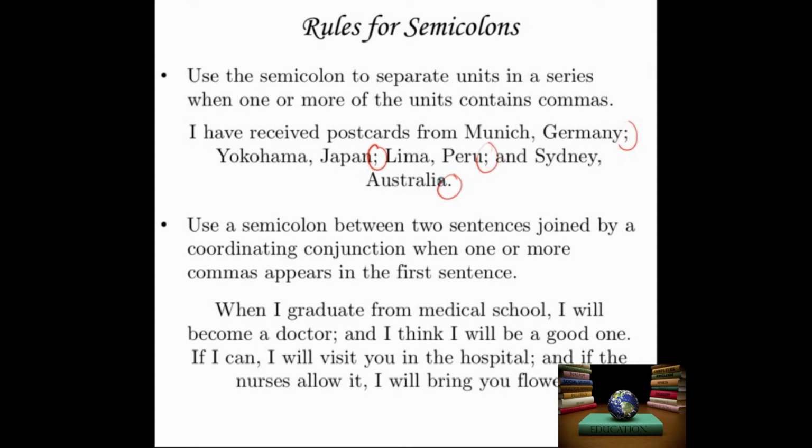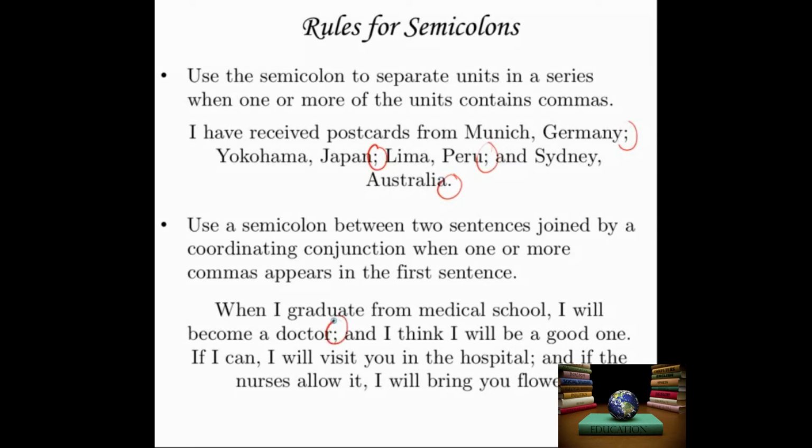Next, use a semicolon between two sentences joined by a coordinating conjunction when one or more commas appear in the first sentence. This is basically to avoid confusion. This is to say, I am making a bigger break than I did with those commas. Let's look at it. When I graduate from medical school, I will become a doctor, and I think I will be a good one.